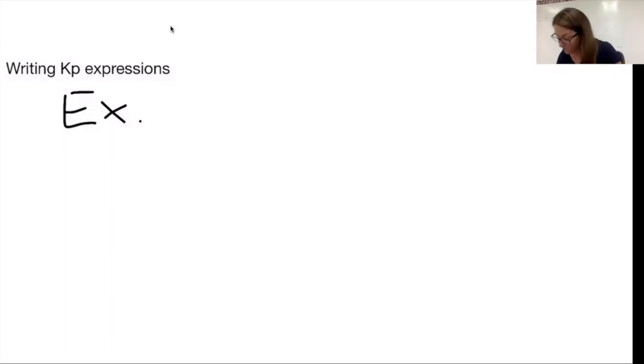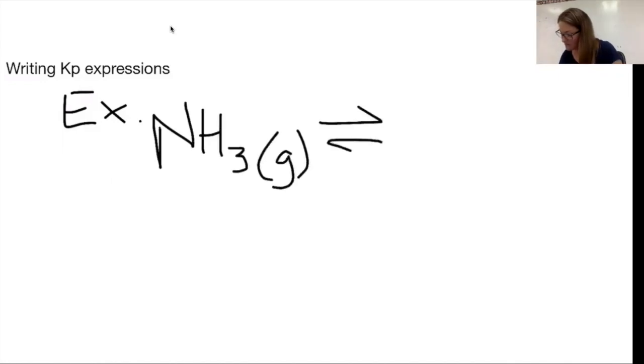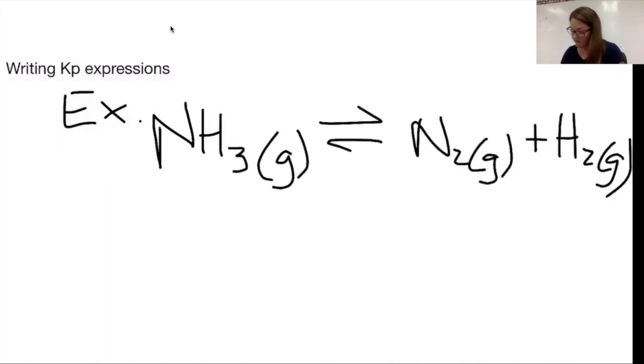So for example, if we had a reaction like this, where we have NH3, which is a gas, decomposing into N2, which is a gas, and H2, which is also a gas. Balancing this reaction, I'll have a 2 there and a 3 there. When I write a KP expression, I include only gases. In this case, everything's a gas, so everything's going to be fair game.